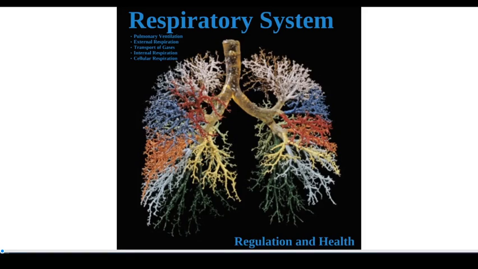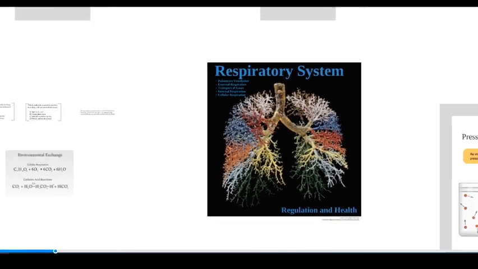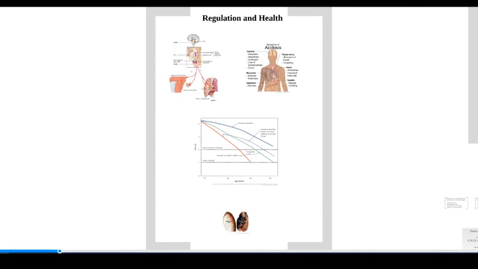This section of the respiratory system chapter is going to consider how breathing is regulated and some health concerns in regards to the respiratory system. The book includes the first figure I'm going to look at within the ventilation section of the chapter because it's addressing how breathing is controlled.